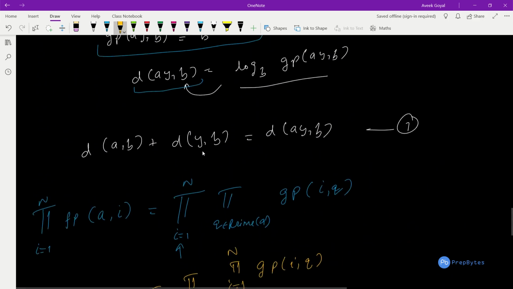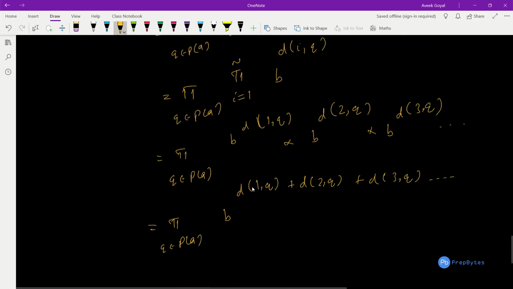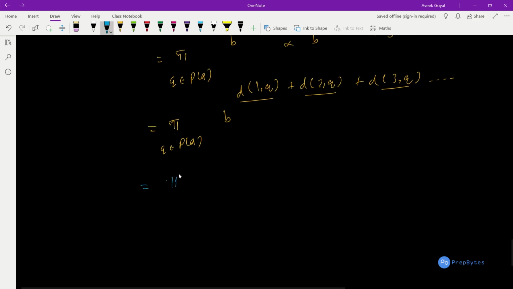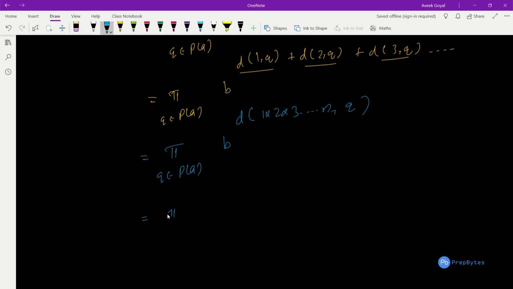Now just see the equation 1 that we have written: d of a comma b plus d of y comma b is d of ay comma b. And see this d of 1 comma q plus d of 2 comma q plus d of 3 comma q. So what will this become? Multiplication of all q present in s prime of a, b to the power of d of 1 into 2 into 3 and so on till n comma q. Just remember the second point now: b to the power of d of n factorial comma q.